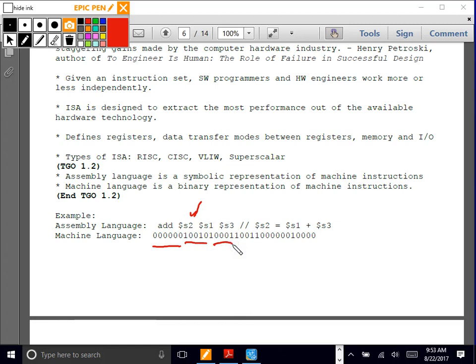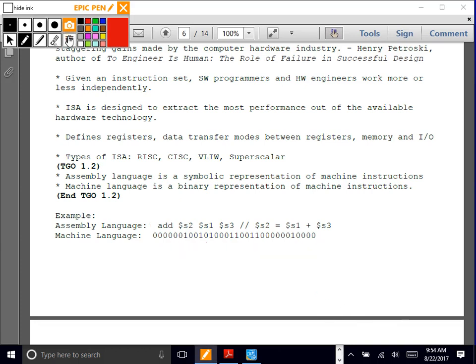These next 5 are the second register. The next 5 are the third register. And then I have 5 values for what's known as a shift. We'll talk about shift left logical later. But basically, if you need to multiply by 2, instead of going through this complex process of going through a multiplier, you can just shift left by 1 bit, which is the same thing as multiplying by 2. And then we have what's known as a function. So all register type instructions have opcode 0, and this value here indicates add.